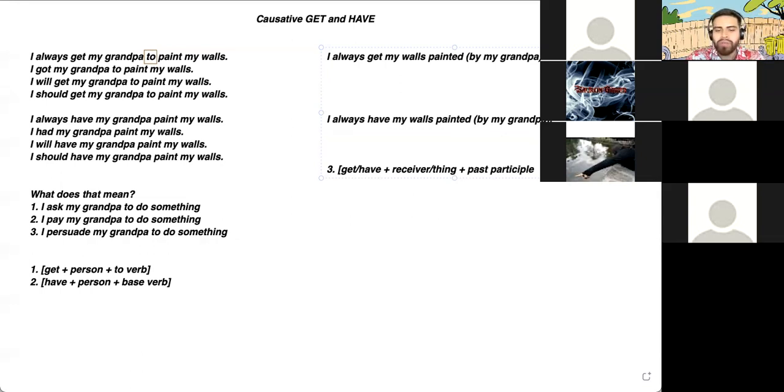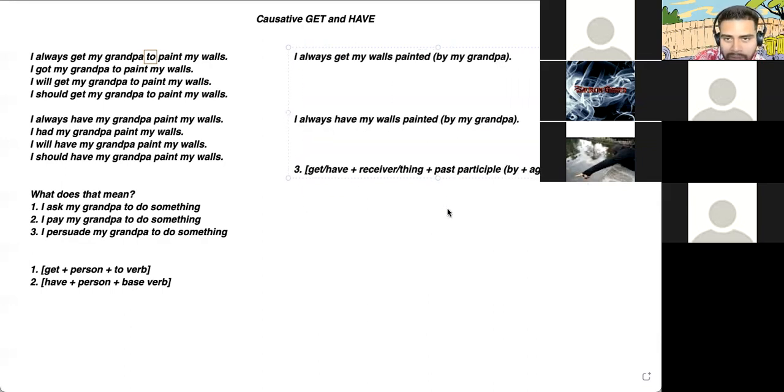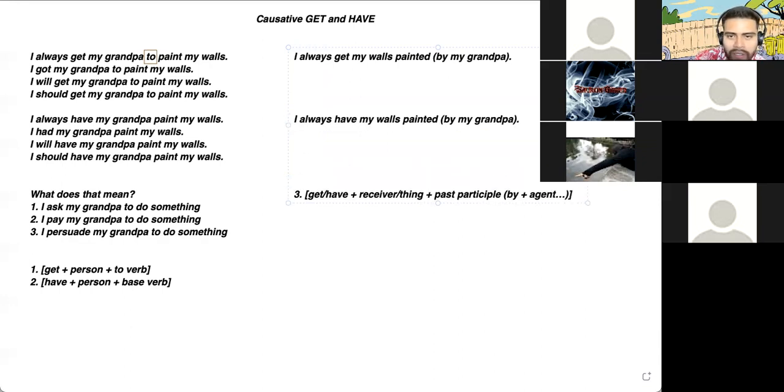And if you want to, you can put by and the agent. The agent is the person who does the thing. In this case, it would be my grandpa. Remember, we use by if the agent is important. In this case, my grandpa is important. I love him. So I'm going to put by. And the same thing happens. You can change the time of the get, but the other structure stays the same.